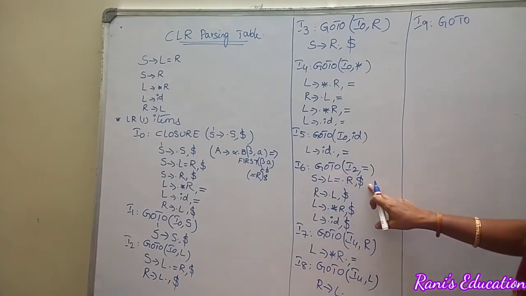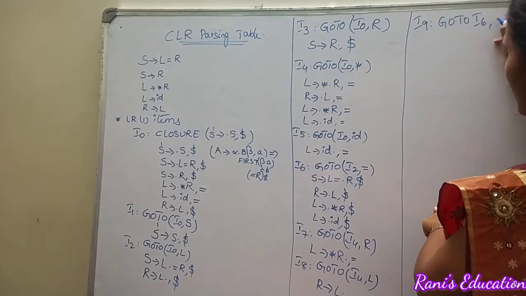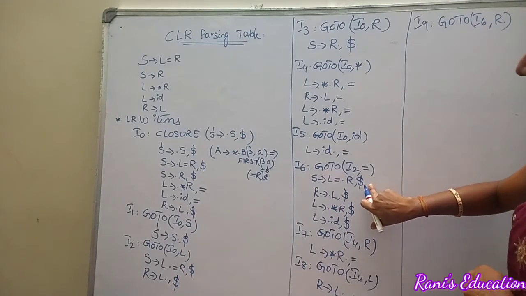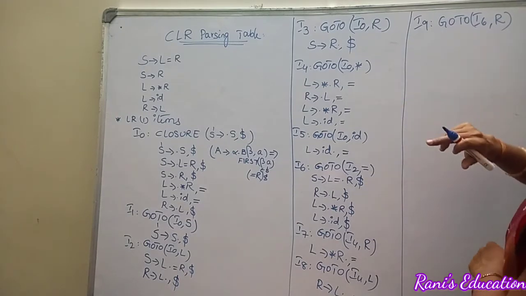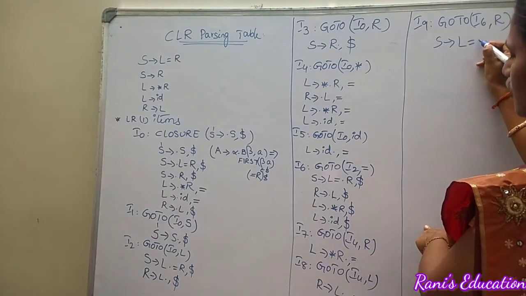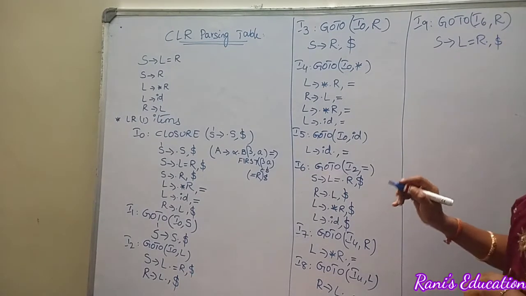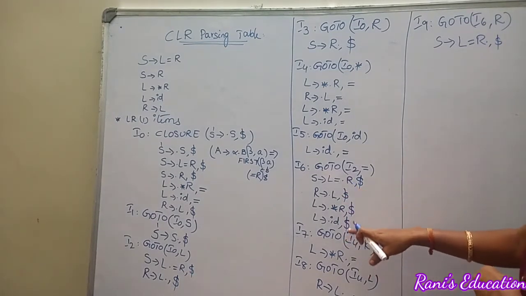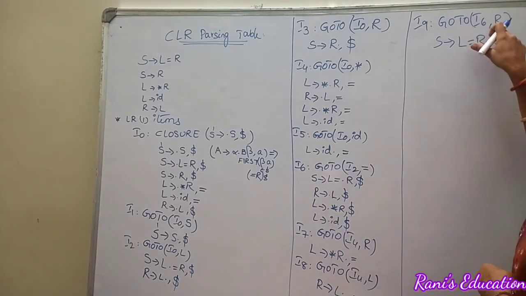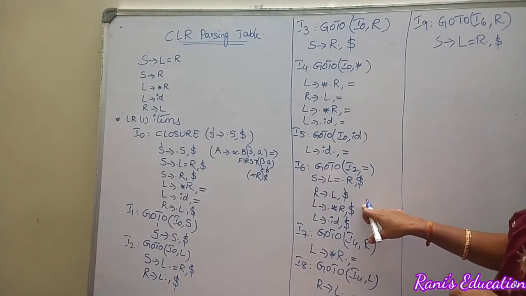So first we have to complete that production. That is go to of I6 comma non-terminal R. With respect to this first production in I6, I am going to apply this go to function. Now the production becomes S derives L equal R dot whose look ahead is dollar. Right, now you have to check. Still, are there any productions whose RHS starts with the grammar symbol R? No, we don't have any such productions in I6, isn't it?